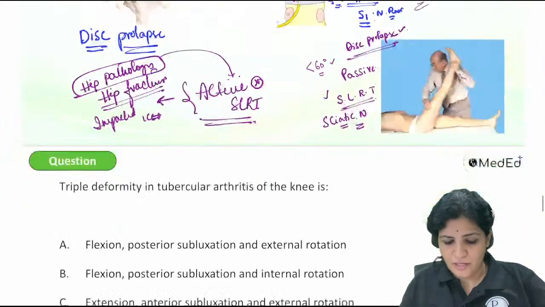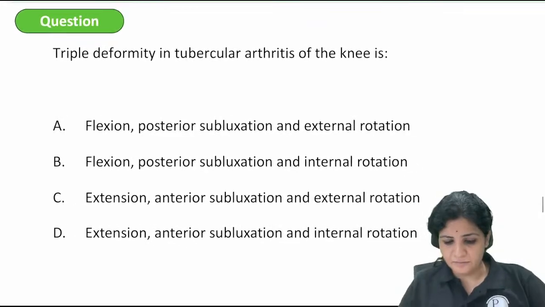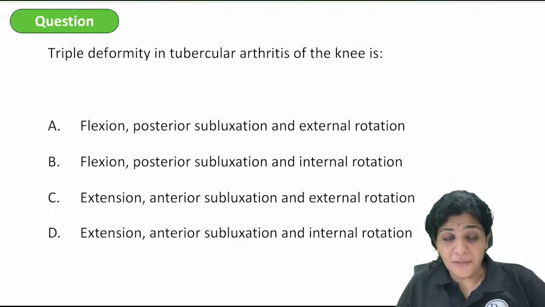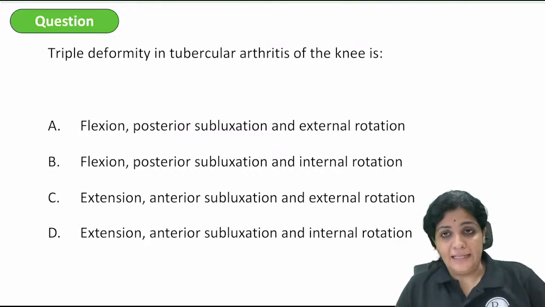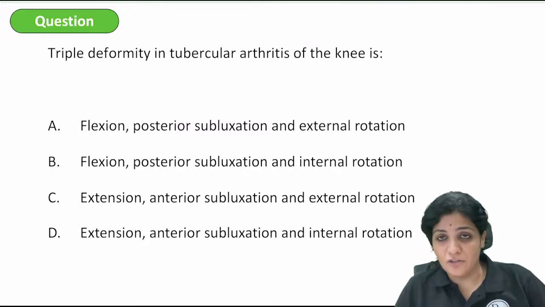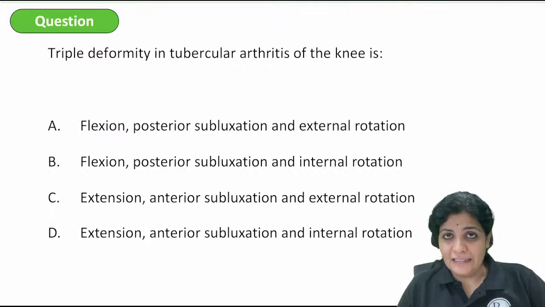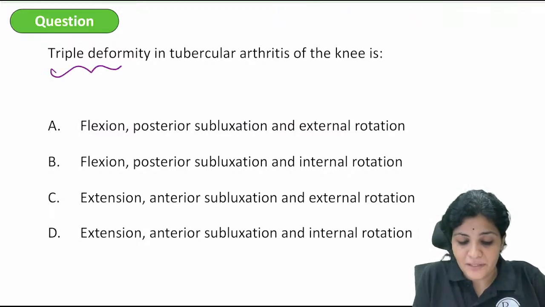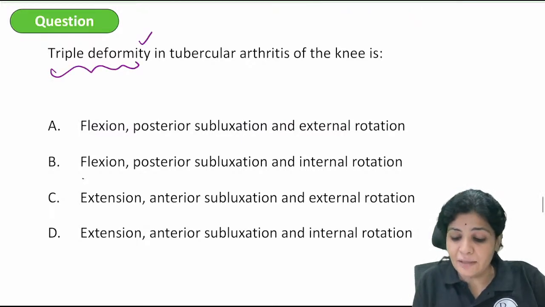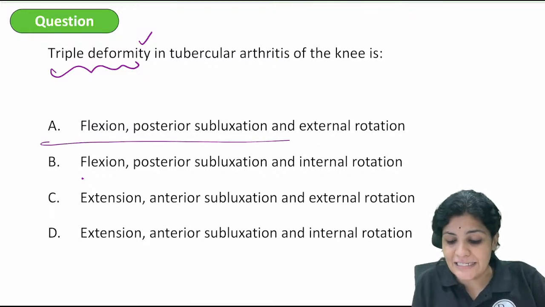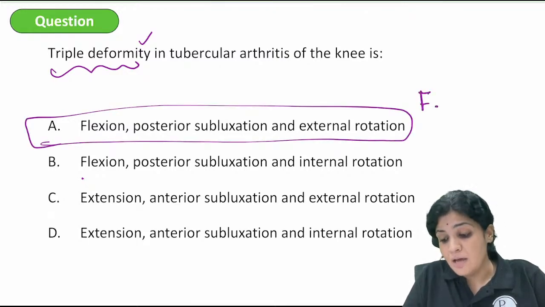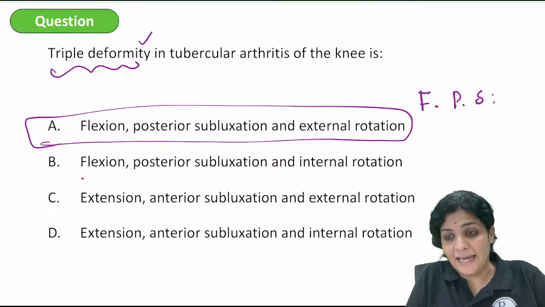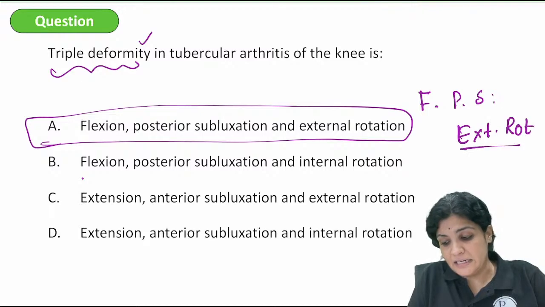Okay, good. Now what is this? This is a straight answer. You have to remember there are certain deformities, like in the hand you remember there is a boutonniere deformity, and then there is your swan neck deformity, your Z deformity, and here in the knee there is a triple deformity, which is because of the flexion, posterior subluxation, and external rotation. This is very, very important. Flexion, posterior subluxation, and external rotation. Not internal rotation, it is external rotation.